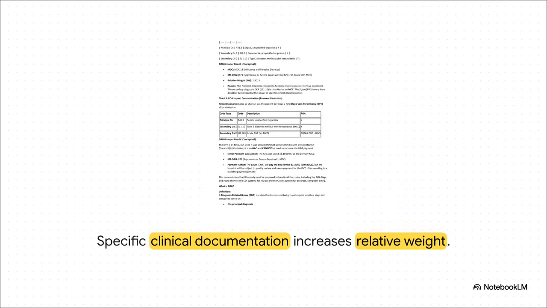Let's look at how this actually plays out in the real world. Imagine a patient is admitted with vague documentation like pneumonia and diabetes. That yields a lower paying DRG. But what if the clinical reality is that the patient actually has sepsis and their diabetes is accompanied by diabetic ketoacidosis? Well, DKA is an MCC. By documenting those specific terms, you more than double the relative weight of the claim. It's the exact same patient, but a vastly different financial outcome, simply based on the specificity of the terminology used.